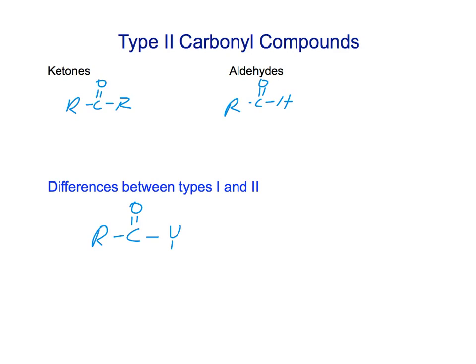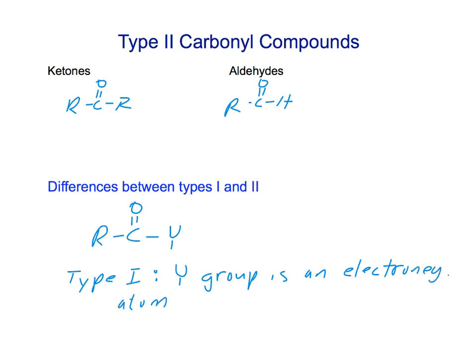The difference is that for type 1, carbonyl group, so the carboxylic acid derivatives, the Y group is or contains an electronegative atom, which means that this Y group can equal a leaving group.